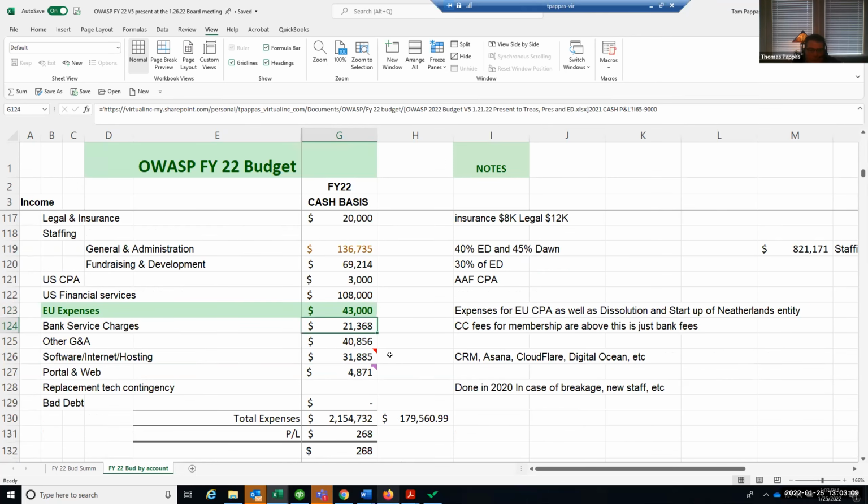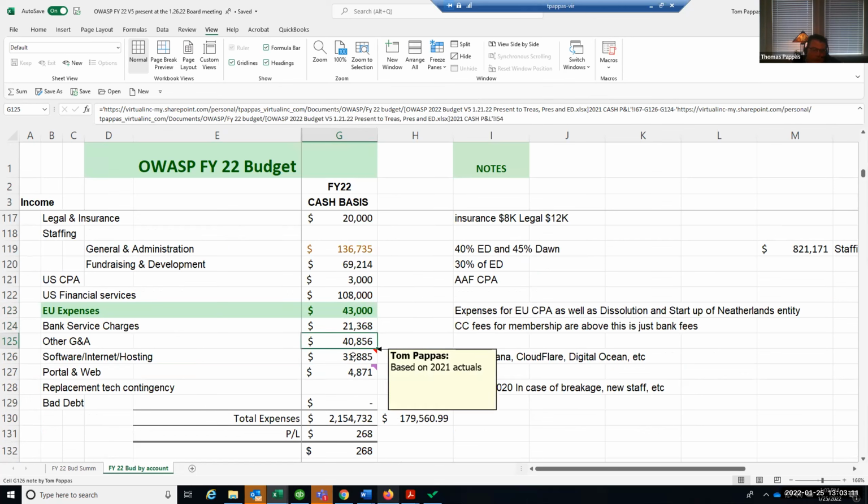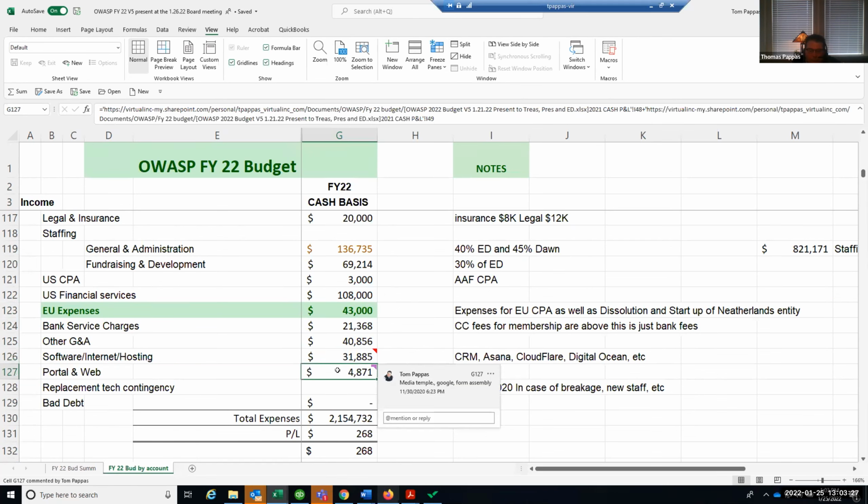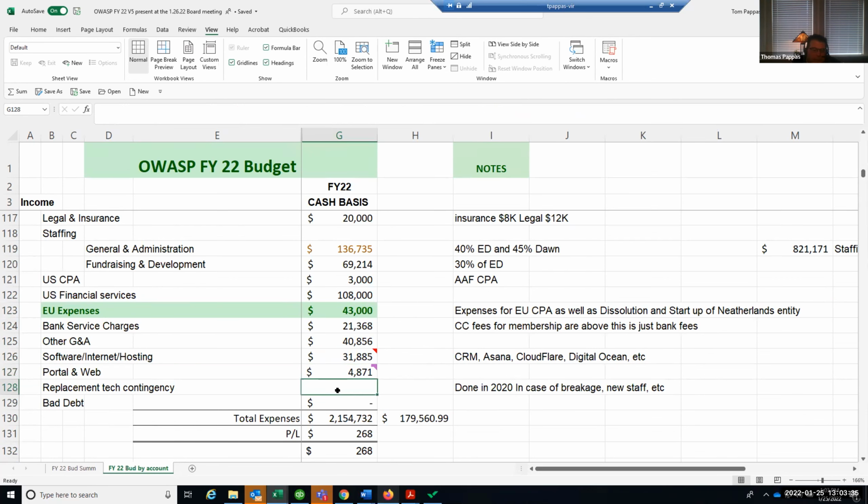This is our banking fees. Other G&A and software are platforms and different things that we have, like Copper and a variety of other things that we use, the CRM, Asana, Cloudflare. The portal and the web are things like Google, Form Assembly, Media Temple, different things that the staff uses. I don't have anything in here for replacement tech, and we do not have to take any bad debt in 2020, or I'm praying we don't, with what we have in reserve at this point.